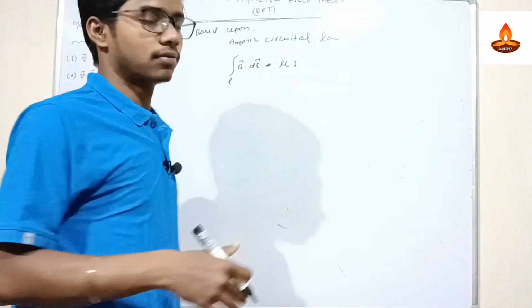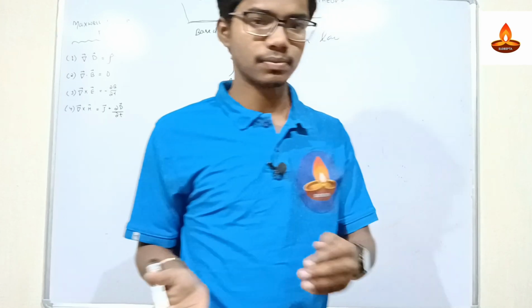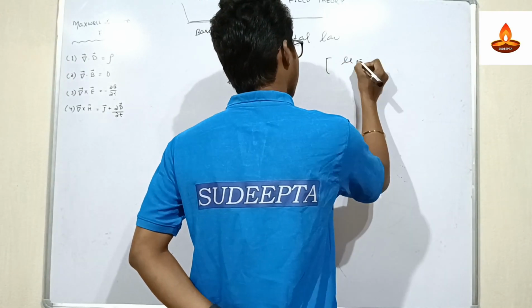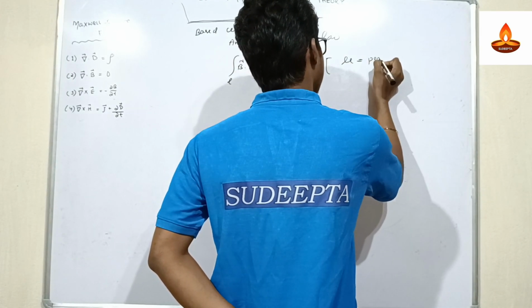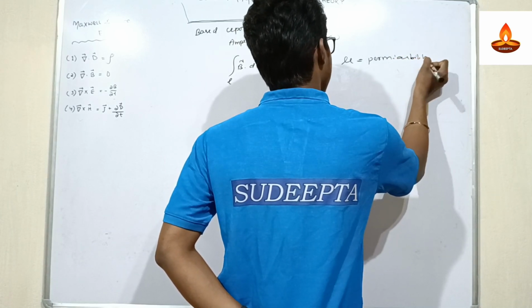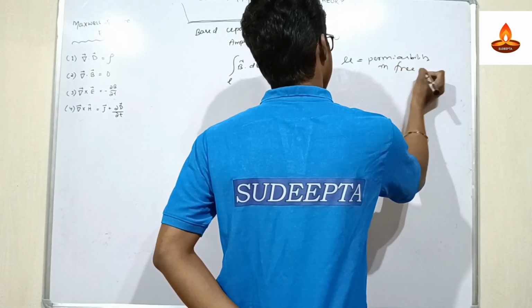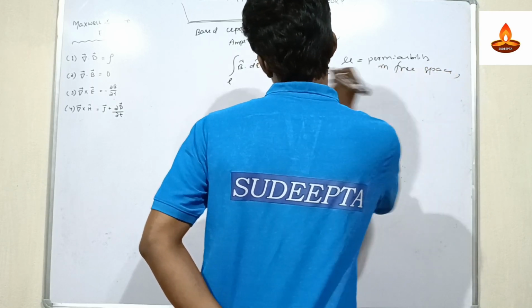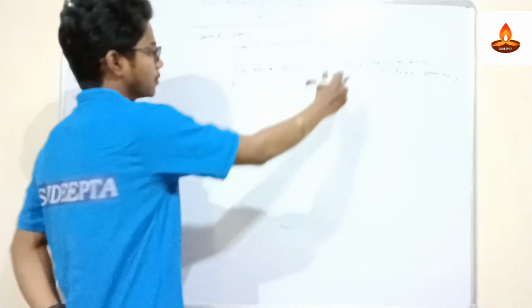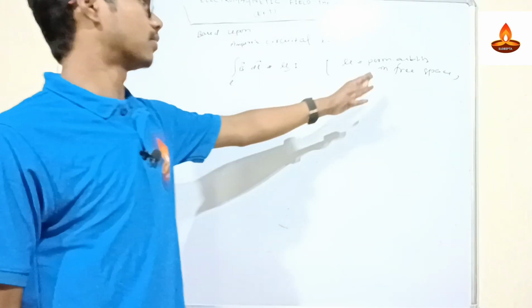That is actually Ampere's circuital law. We all know about it, and in previous videos I have also discussed it. If you don't know, then you can watch it. So when it comes to mu, it is the permeability, the permeability of free space. So this is the meaning of this mu.